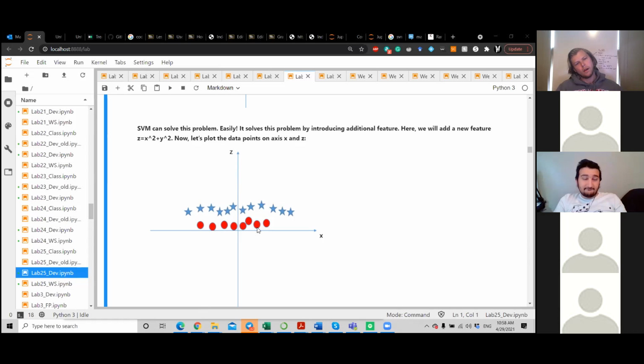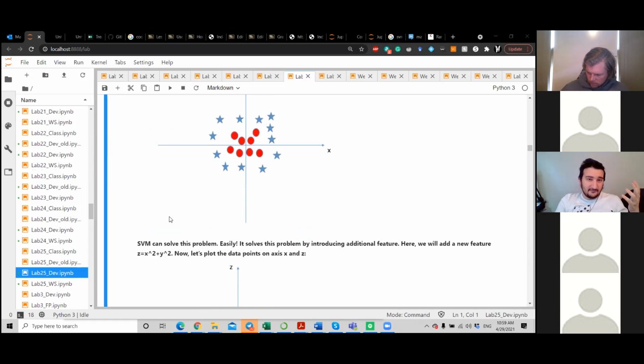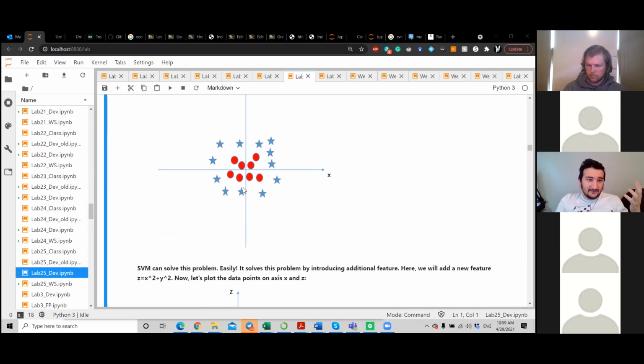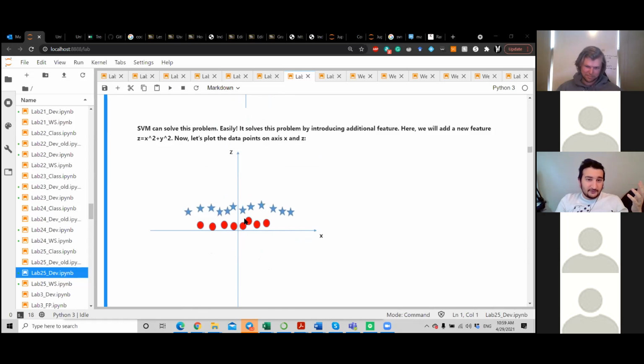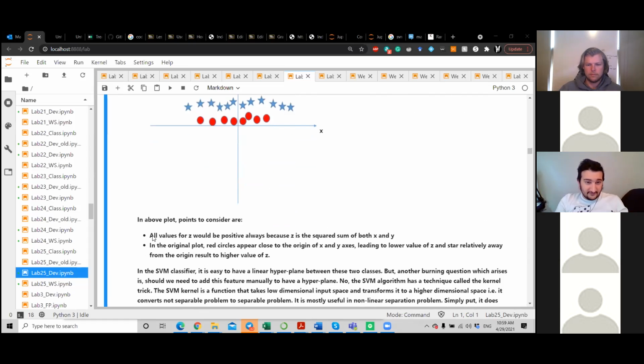This is beautiful, isn't it? Now you can easily separate them. So basically, by changing y to z, we have made this linearly inseparable situation into a linearly separable situation, which we like. And a point to consider in the above plot is that all values for z would be positive. Why? Because z is the squared sum of both x and y.